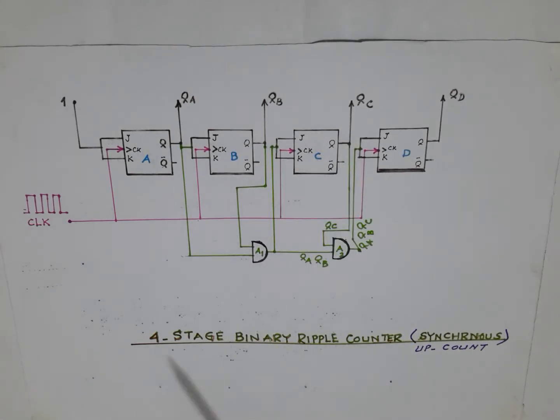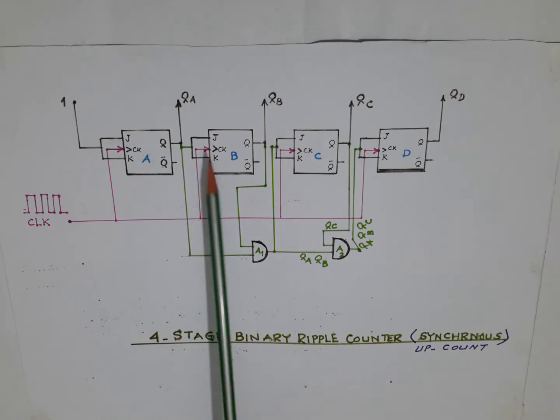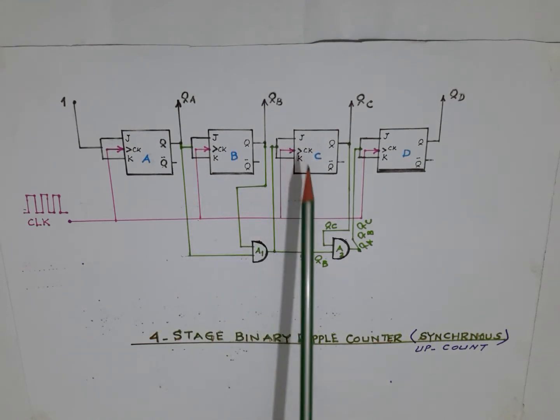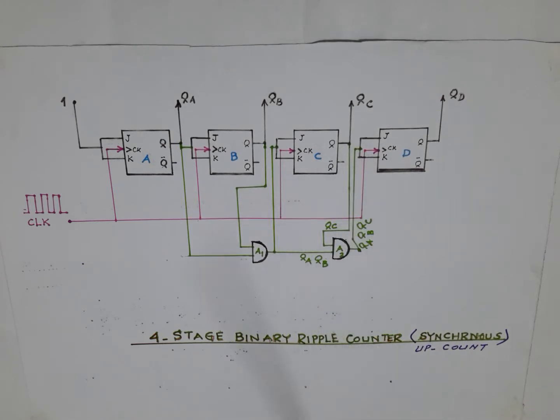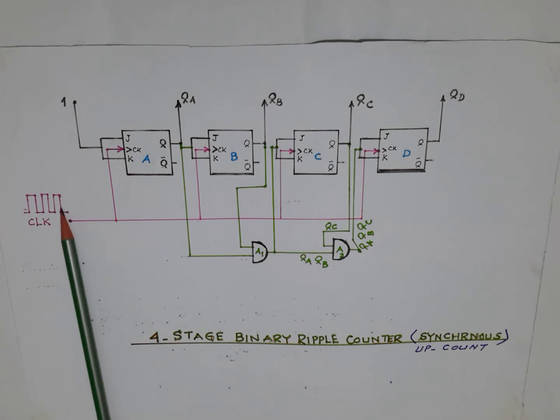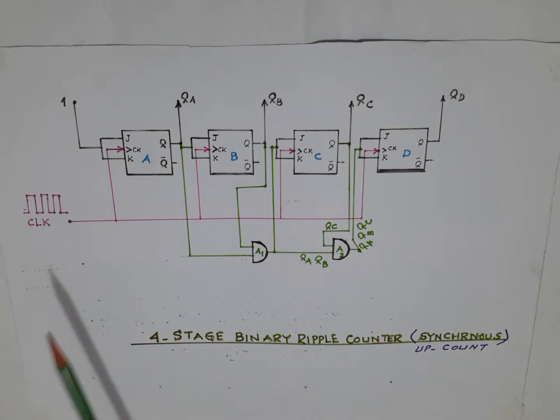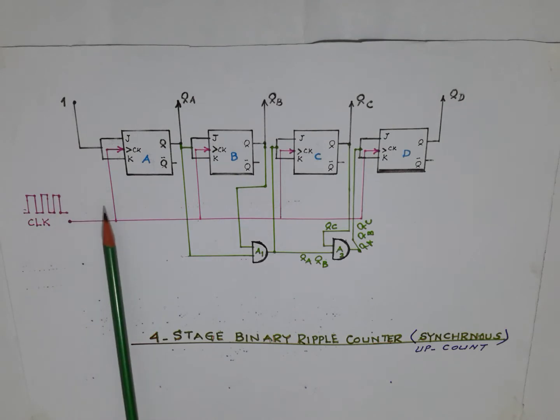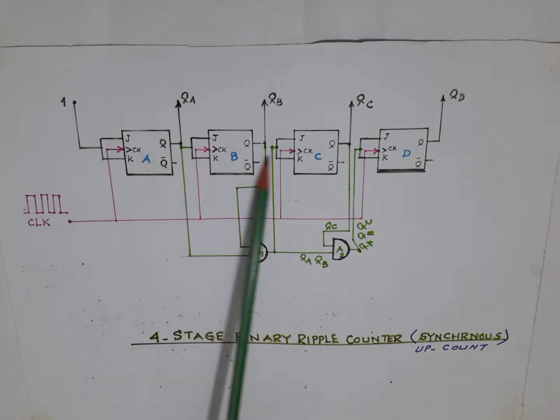But in this case, clock pulses are simultaneously applied to all flip-flops. But in case of asynchronous, clock pulse was only applied to the first flip-flop. Now going to the operation, the pulses that we want to count are coming from a square wave generator and applied at the clock input of all flip-flops.